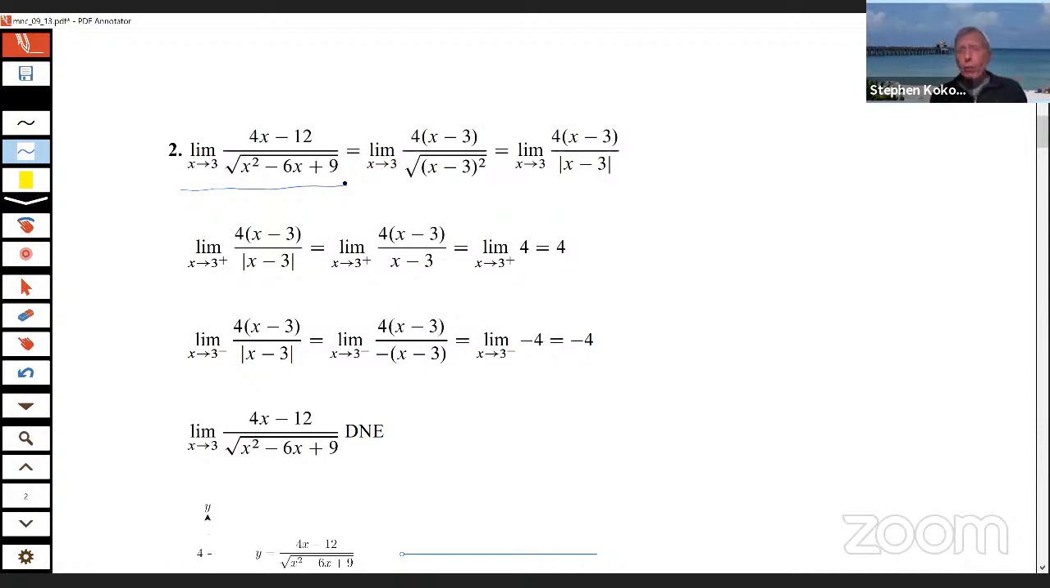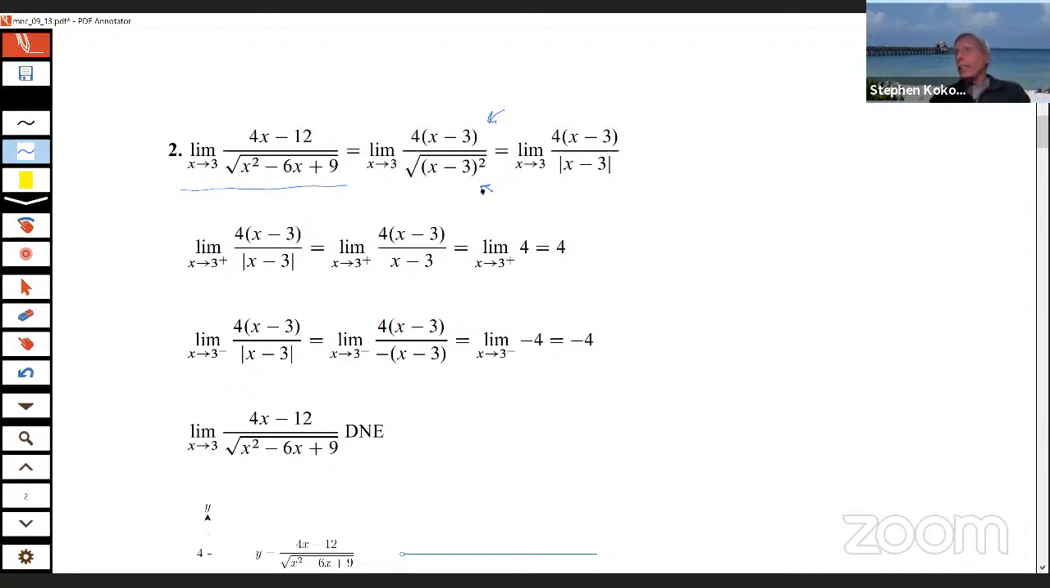So I thought about this for a little while, and I tried to factor both the numerator and the denominator completely. And the numerator is pretty easy. I've got 4 times x minus 3. And in the denominator, I've got the square root of x minus 3 squared. You have to be a little careful here. What's the square root of that x minus 3 squared? Well, by definition, it's the absolute value of x minus 3.